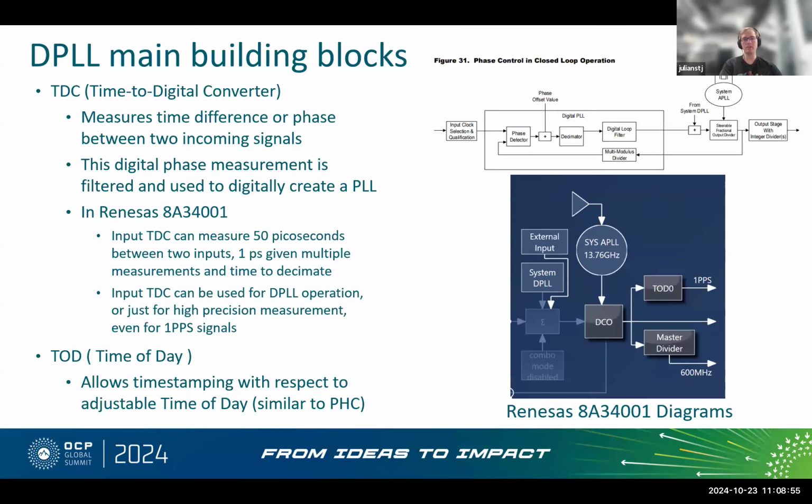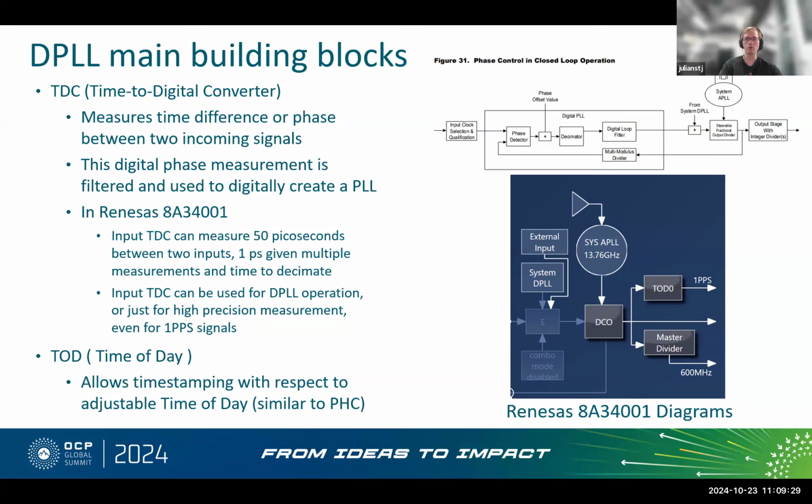And so to break down the 2 main components that I needed for this architecture, one is the TDC, which is the time to digital converter. In a normal PLL, you have a phase detector, which gives you your error signal. In a DPLL, it's the same, but that error signal is generated in the digital domain. So they can generate an error signal at approximately 50 picosecond resolution between 2 inputs, or 1 picosecond if you give it time to decimate and average down between 2 inputs of the same frequency.